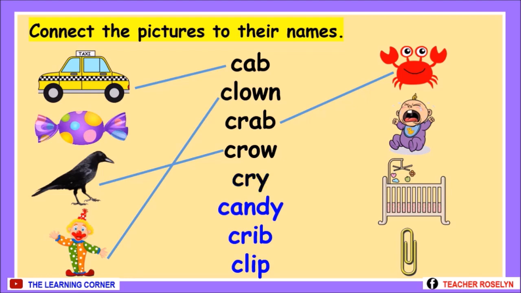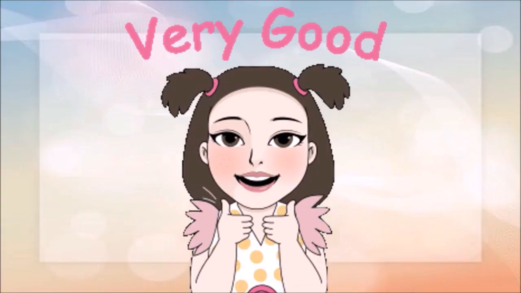Cry. Which picture shows crying? Candy. Which one is the candy? Creep. Where is the creep? Clip. Which one's the clip? Fair.